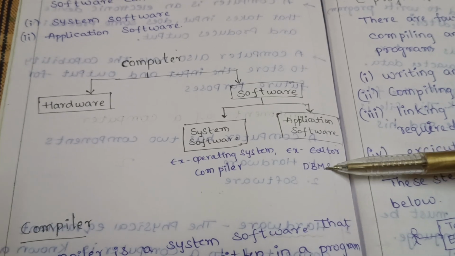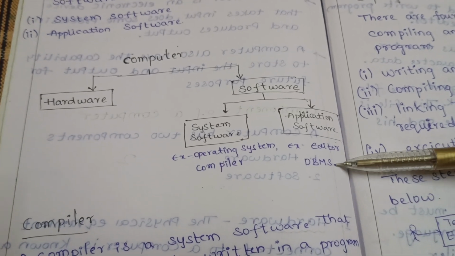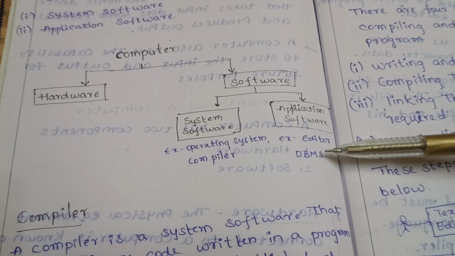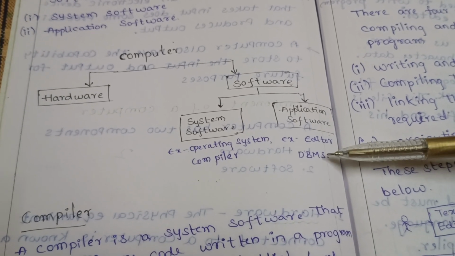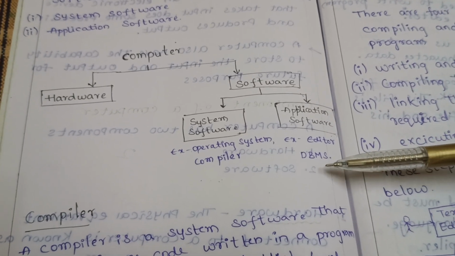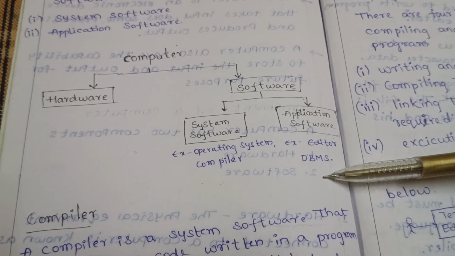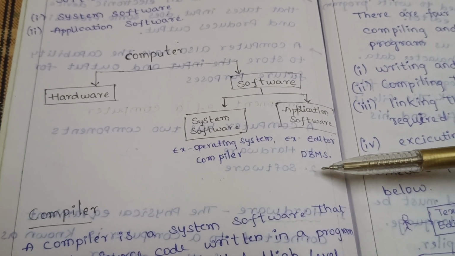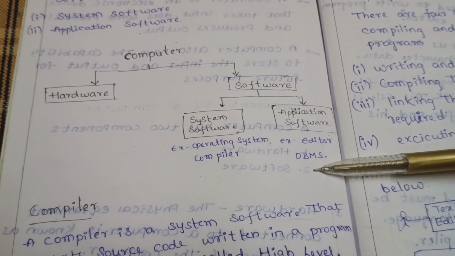DBMS stands for database management system, in which we use SQL commands, SQL language. SQL language consists of three types of commands: DDL, DML, DCL, which are used to represent the data in tabular form by using rows and columns.